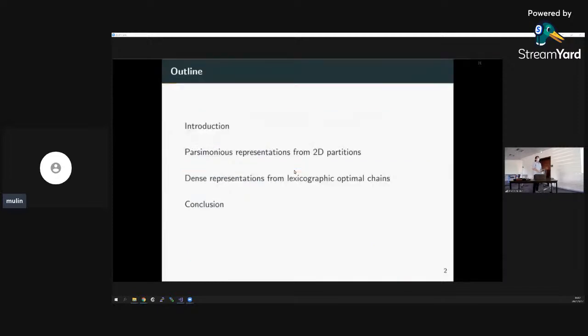So here's an outline of this talk. I'll start by introducing the subject of 3D urban reconstruction and show why we are interested in reconstructing 3D models. We'll then see a first approach, which is looking at parsimonious representation. And in this work, we'll be focusing on simplifying 2D partitions. Then a second approach that will acquire dense representation, and we'll be interested in lexicographic optimality on simplicial chains. And finally, I'll conclude and give a few perspectives to this work.